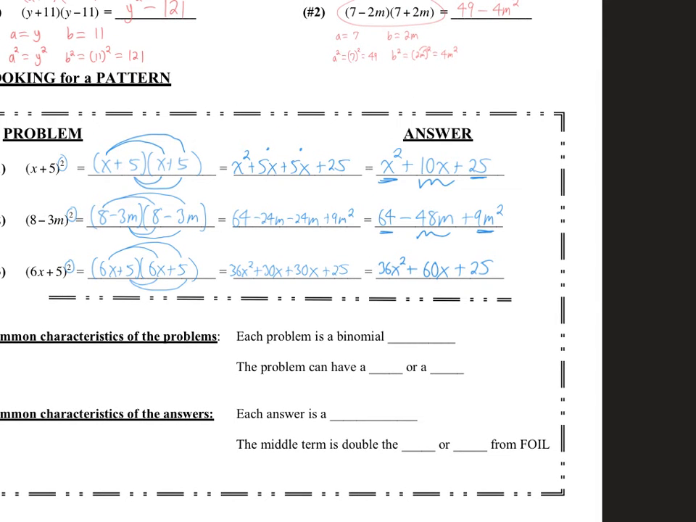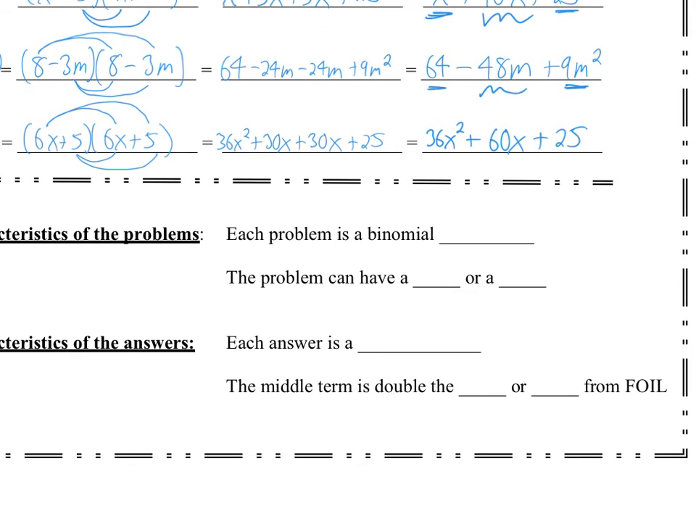Where are we getting 10x and negative 48m and 60x? Well, we'll get through that in a second. If you saw it, that's awesome. So we'll see if we can define it a little bit more here, okay?